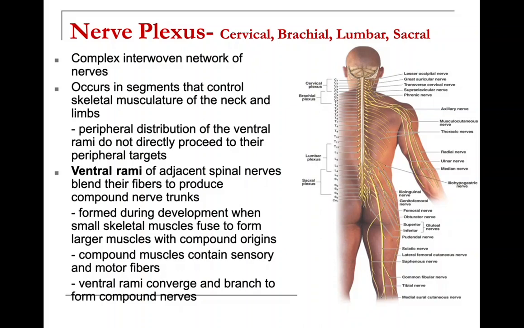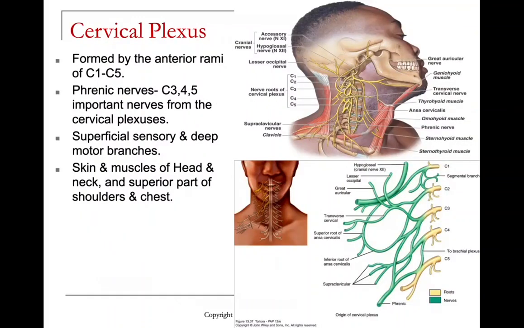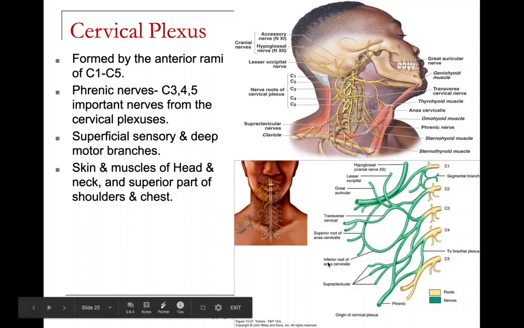Those are actually formed during development when the small skeletal muscles fuse to form the larger muscles with compound origins. So compound muscles contain sensory and motor fibers. The ventral rami converge and branch to form the compound nerves. So this is a nice picture of it here where you can see you've got C1, C2, C3 coming out, and that you've got some of them converging here back on each other.